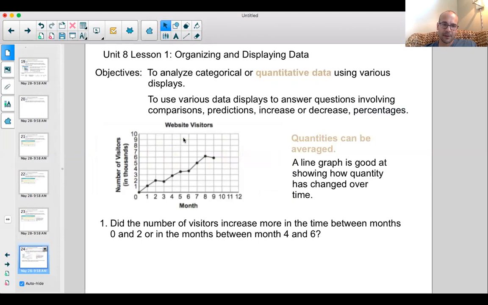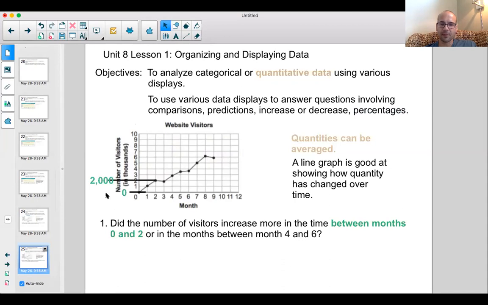This is apparently months, another element of time down here, and the number of visitors in thousands to a certain website. So understand this is 1,000, this is 2,000, not 1 or 2. And we'll get to work. Did the number of visitors increase more in the time between the months 0 and 2 or in the months between 4 and 6? So they're asking us the increase, not the number of visitors, but the increase in the number of visitors.